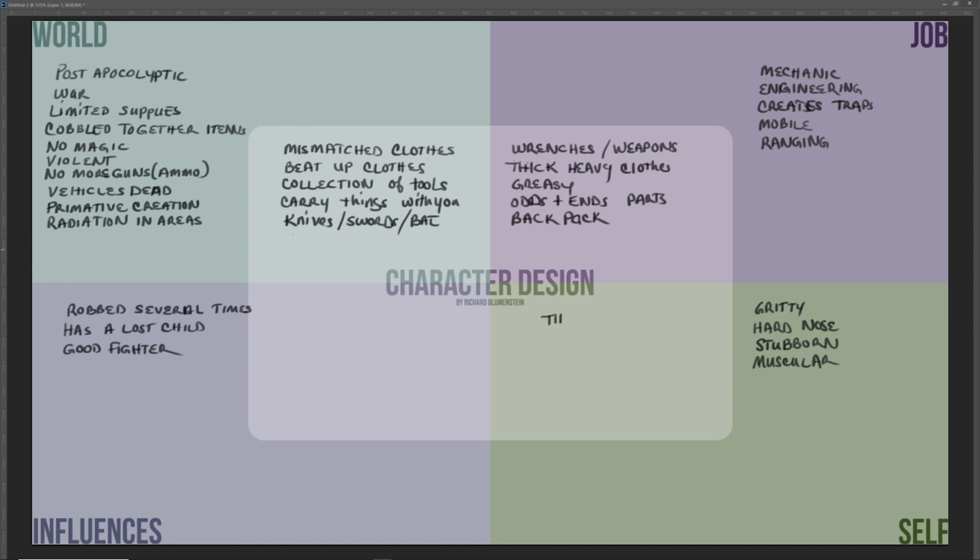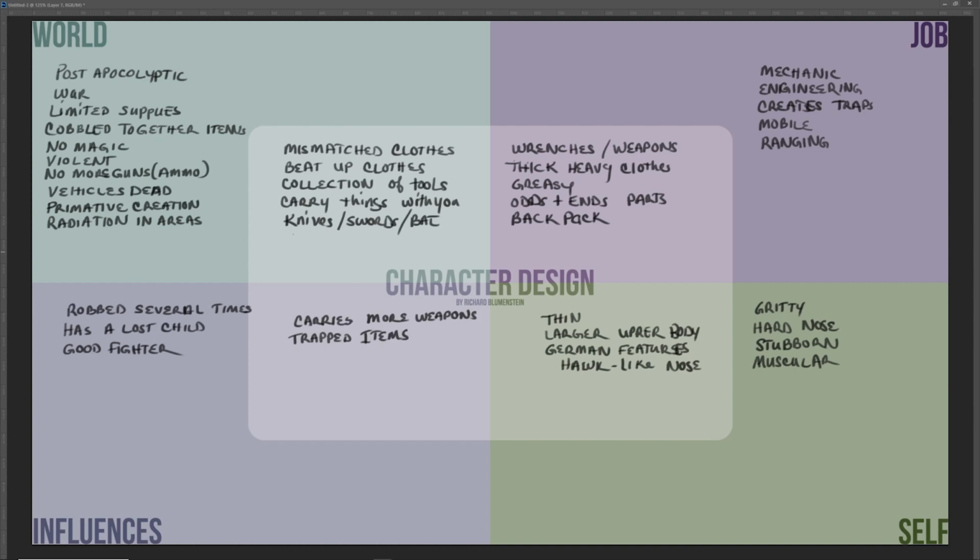And the same thing goes for his self. I want him to have a larger upper body. I'm thinking more German-like features, hawk-like nose, things like that. And basically, again, going with being robbed several times, he's probably going to carry more weapons. And he's probably going to have some traps, things that are on his pack that people can steal and basically open right there, and he'll get the upper hand on them.